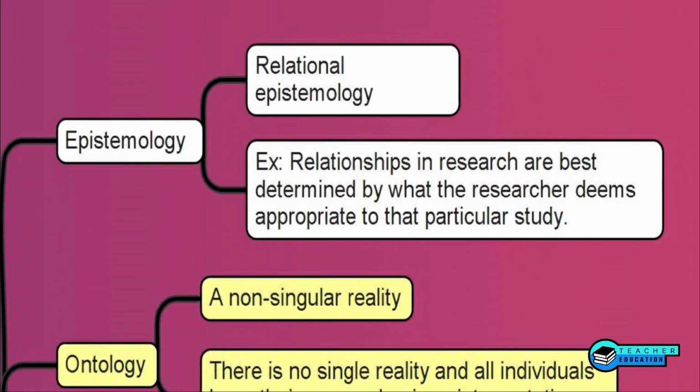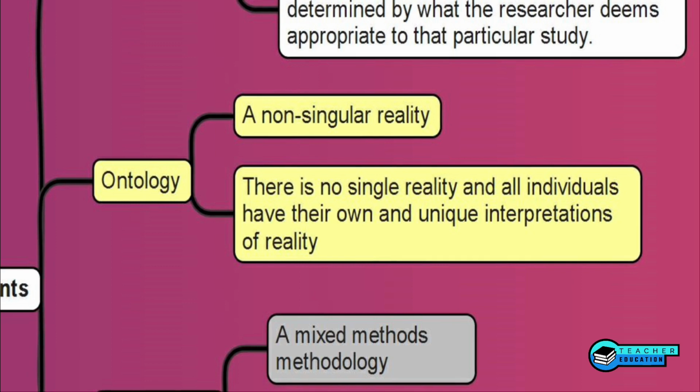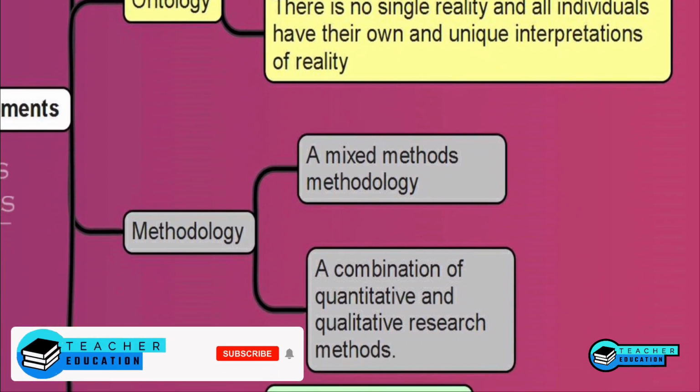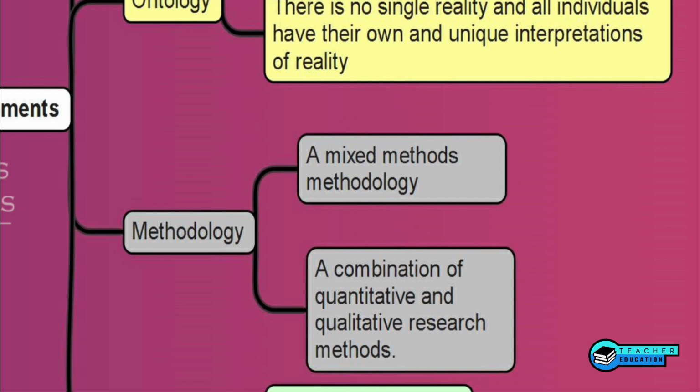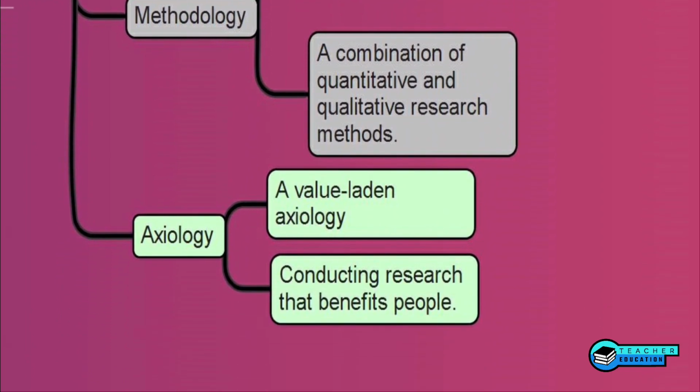The epistemology of the paradigm is relational. For example, relationships in research are best determined by what the researcher deems appropriate to that particular study. The ontology of the paradigm is a non-singular reality. There is no single reality, and all individuals have their own unique interpretations of reality. The methodology of this paradigm is mixed methods, a combination of quantitative and qualitative research methods. The axiology is value-laden, conducting research that benefits people.